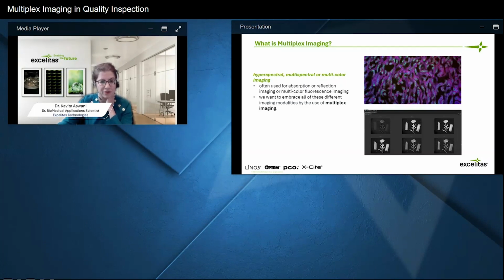Yes. So, multispectral, hyperspectral, or multicolor imaging is used for absorption or reflection or multicolor fluorescence imaging. And we just wanted to pull them all into one big pot and call them multiplex imaging.